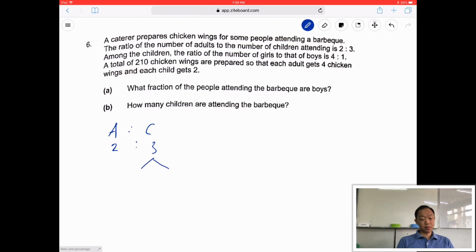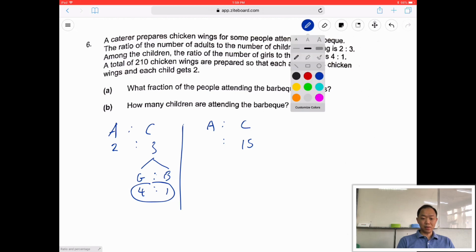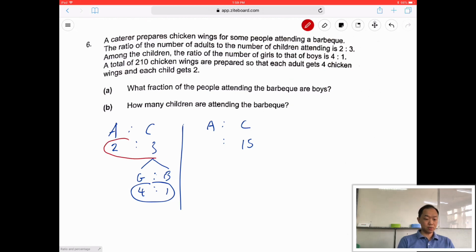So I like to do a bit of branching. Girls is to boys, 4 is to 1. So I got a problem here. Because these two add together should give me 5. But I have 3 over here. So I need to change this children to 15. Now if I change this to 15, that means the ratio at the top, this whole thing, times 5. Okay, so I multiply by 5, that means here is 10.